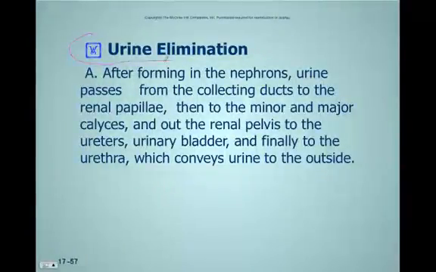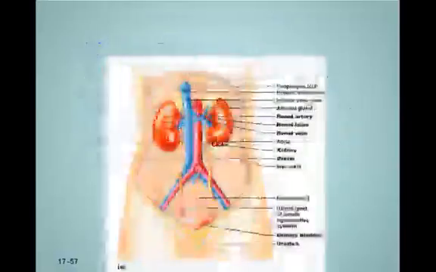So urine elimination, this is our last bit of the lecture that we have to talk about. After forming that filtrate in the nephrons, the filtrate, which is to become your urine, is going to pass from the collecting ducts to the renal papilla, and then, and I'll show you this in just a minute, through the renal papilla to the minor calyx, major calyx, and out the renal pelvis to the ureters. From the ureters, it moves into the urinary bladder, and finally to the outside world through the good old urethra, which conveys that urine outside.